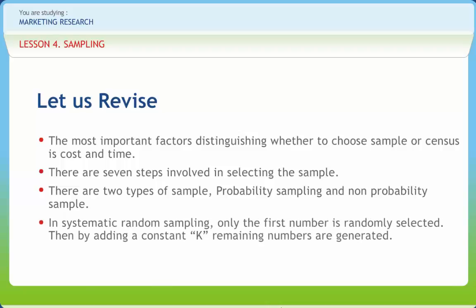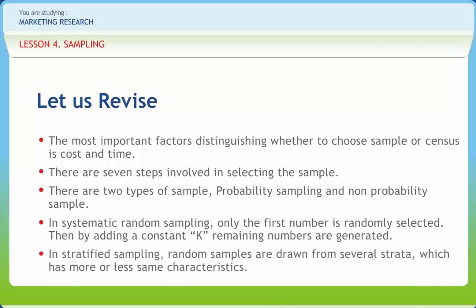In systematic random sampling, only the first number is randomly selected. Then, by adding a constant k, remaining numbers are generated. In stratified sampling, random samples are drawn from several strata, which have more or less the same characteristics. In multi-stage sampling, sampling is drawn in several stages.